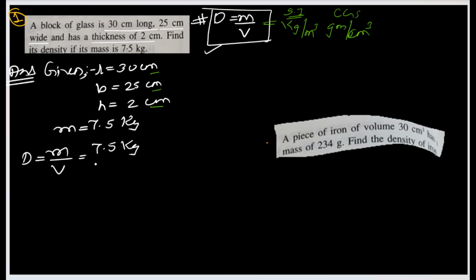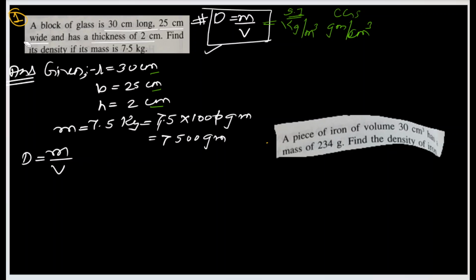So we need to find the way. 7.5 kg, if we convert it into gram, how can we convert? Kg is 1000 grams, so we multiply by 1000. After that, the decimal point will cancel. Now the final answer is 7500 gram.